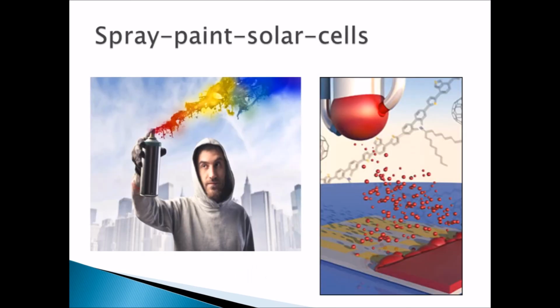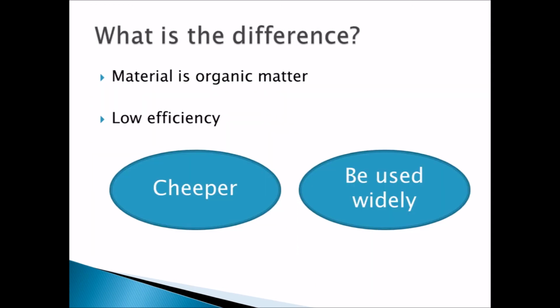Next, I will talk about the spray solar cell. How to use this? Just spray on the target, like this man in the first picture. You can see the second picture, and this is the scene of coating glass with spray solar cells. Then what is the difference? At first, the material is organic matter. Organic matter is cheaper than inorganic matter and has a low melting point. So we can melt it and put it in a spray can. Of course, transport is easy.